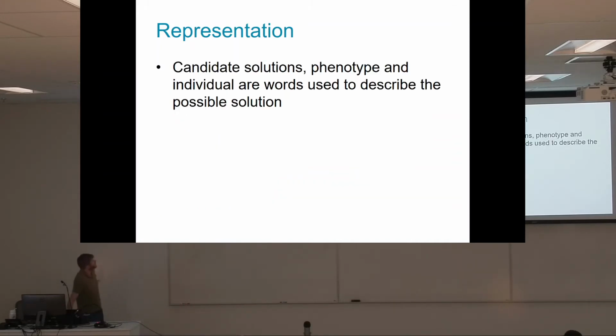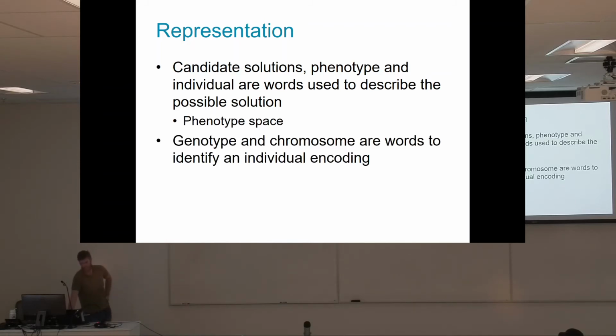Candidate solutions, phenotypes, and individuals are words used to describe the possible solution. Chromosome, candidate solution, phenotype, individual, that all means a specific permutation. And then genotype, chromosome. Oh, I said chromosome for the other. That was a mistake. Chromosome, the encoding, that's for the encoding version.